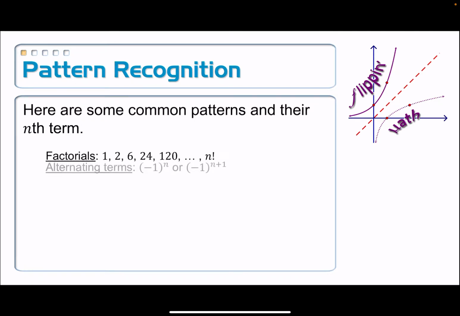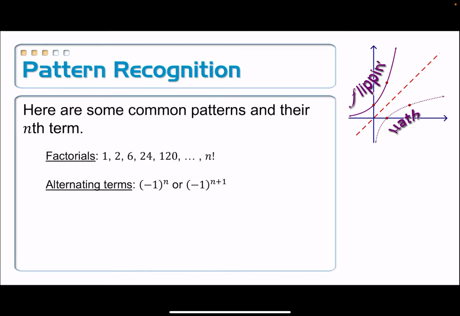I sometimes have alternating terms. We saw that, again, on that last example. And choosing between (-1)^n and (-1)^(n+1) here just depends on whether the first term is the negative one or the second one is negative.